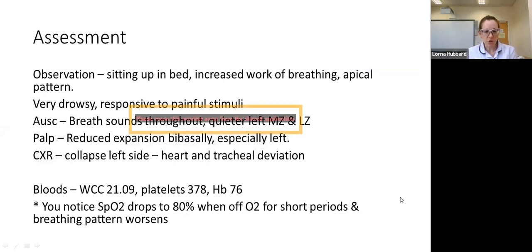The bloods that have been done show that his white cells have gone up, they're now 21, his platelets are 378, and his HB 76. With this particular patient, there'd been a problem: he'd reacted to a transfusion, so he hadn't had further transfusions. So unfortunately that wasn't treated. You then notice as you're starting to assess him that if his oxygen is moved for very short periods, he's dropping his SATs, and his breathing pattern worsens.